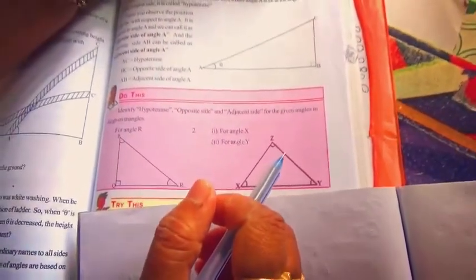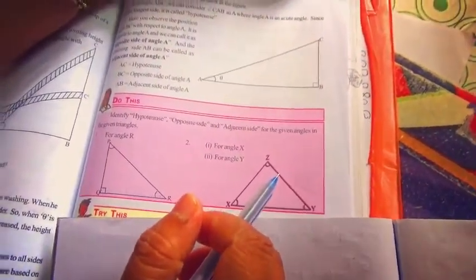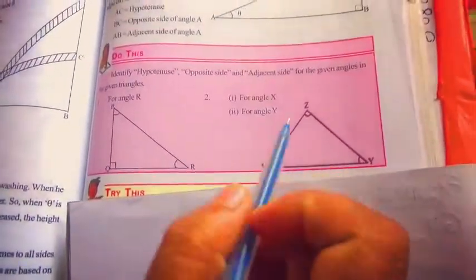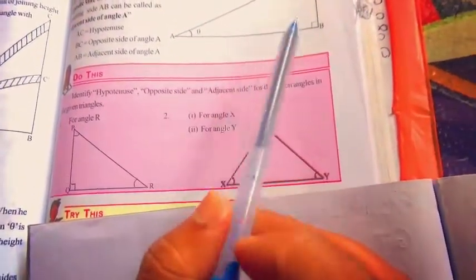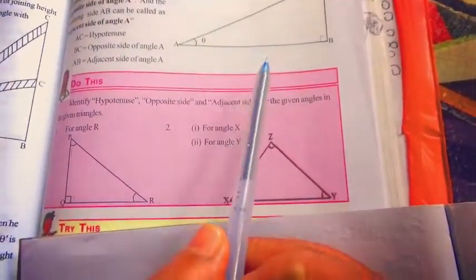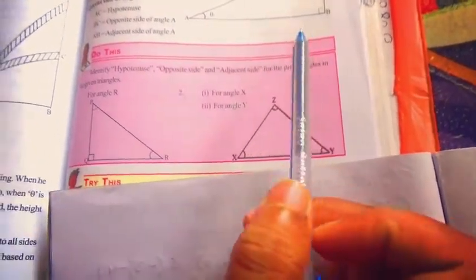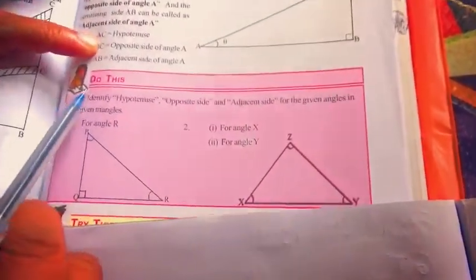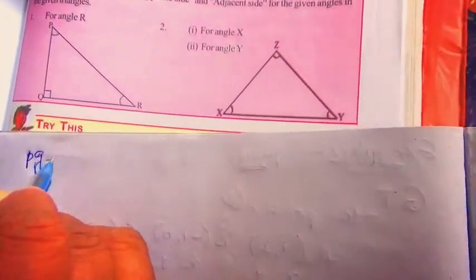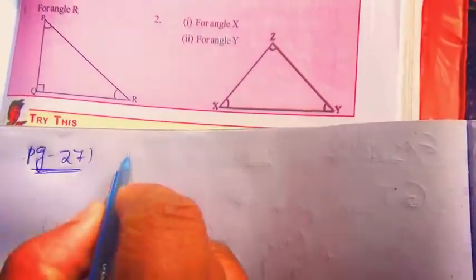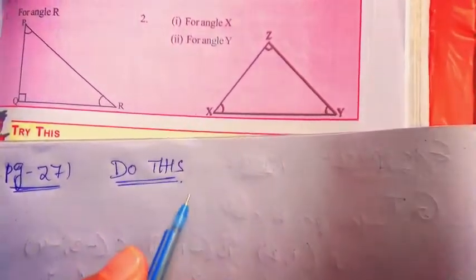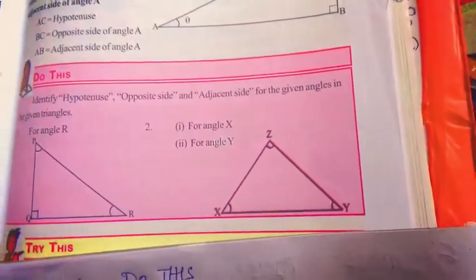So in page number 271, I am starting from this 271. The whole chapter is about the triangle which has 90 degrees, and has a hypotenuse, opposite side and adjacent side. So let us discuss these examples in this chapter. First of all, on page number 271 we have Do This. The introduction part of this chapter I already gave to you.